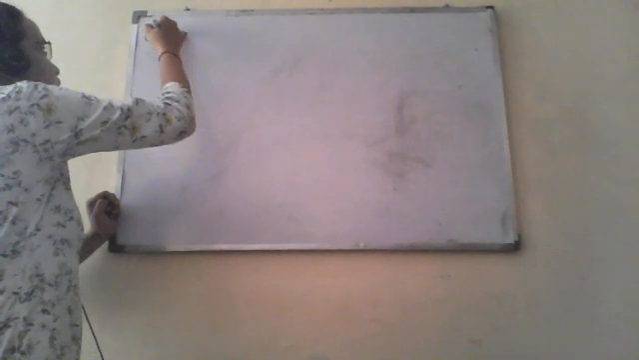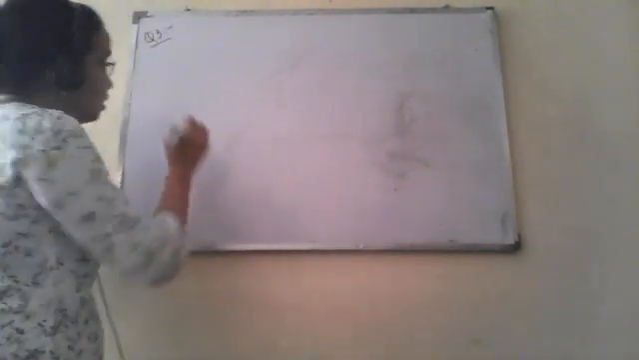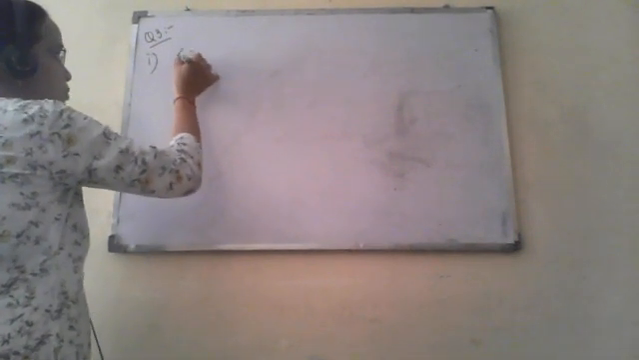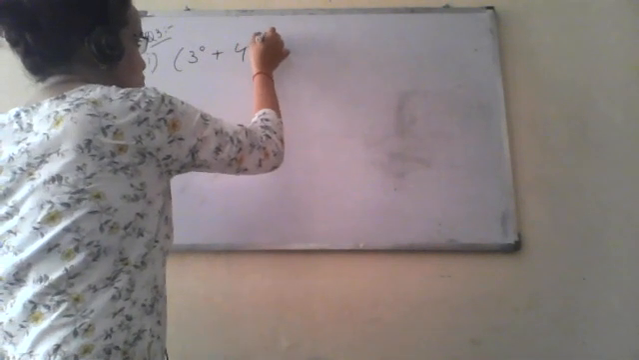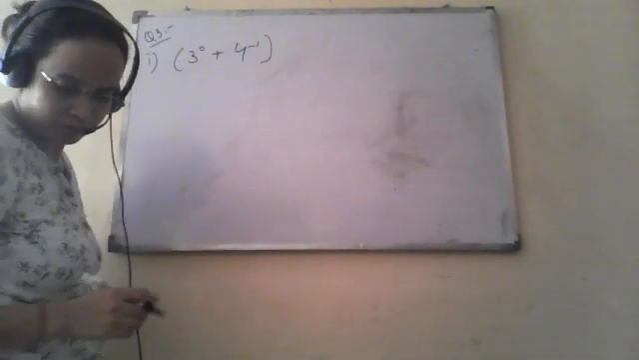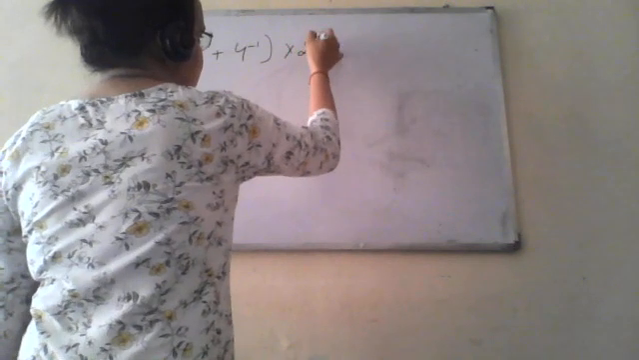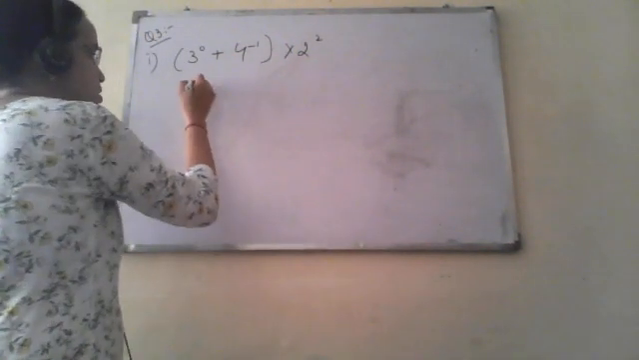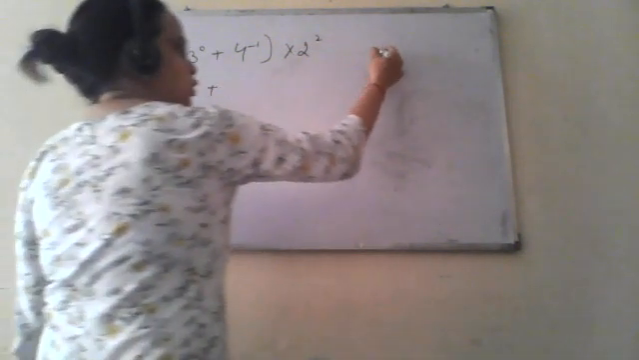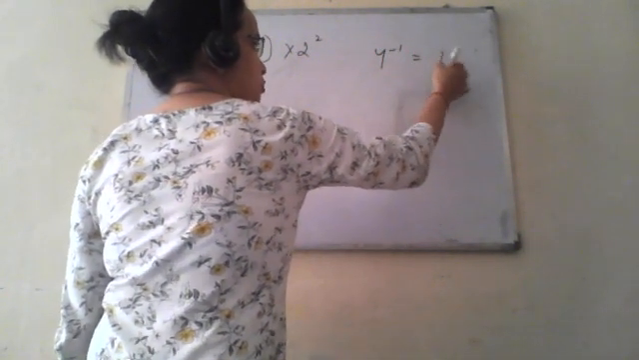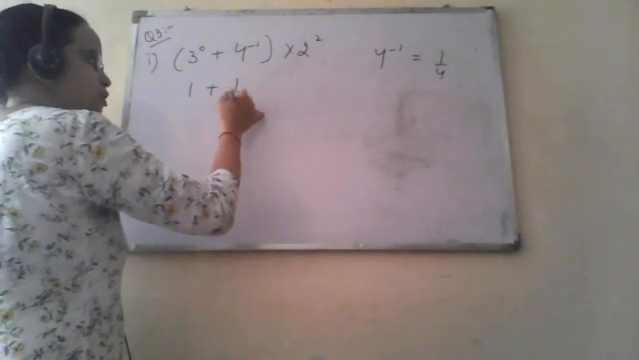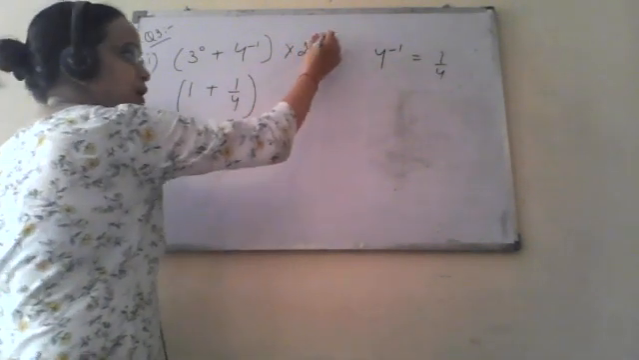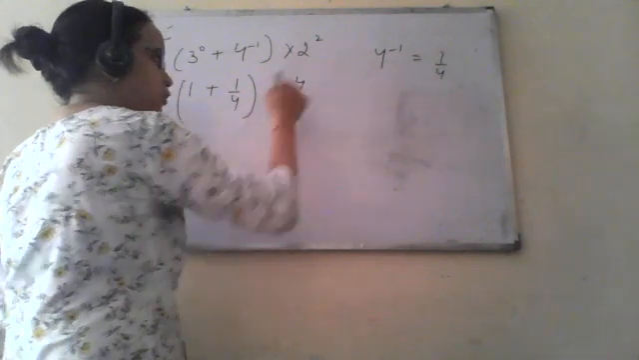In question number 3, we have to find the value of 3 to the power 0 plus 4 to the power minus 1 into 2 to the power 2. Now what is the value of 3 to the power 0? It is 1. What is 4 to the power minus 1? It can be written as 1 upon 4. So 1 plus 1 upon 4. 2 to the power 2 is 2 into 2, that is 4.